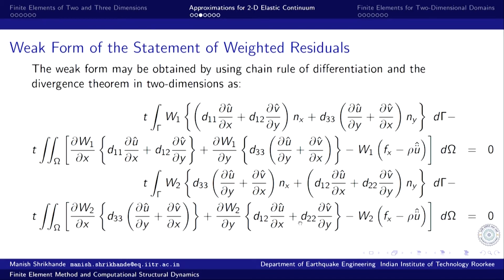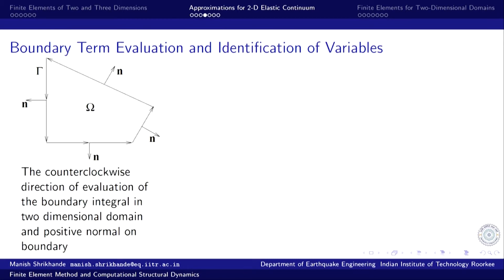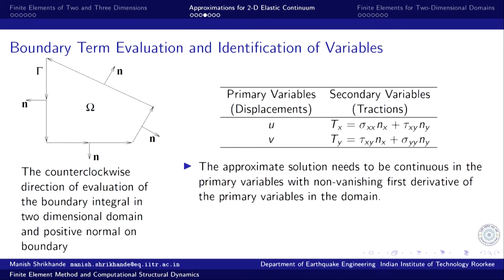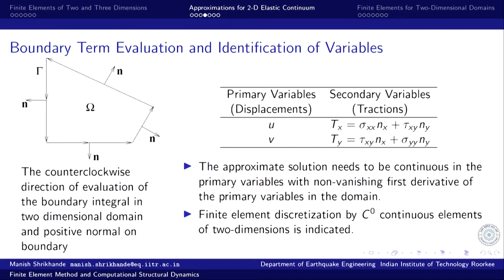So, del u hat by del x, del v hat by del y, del v hat by del x, del u hat by del y, and similarly here in the first equation. So, the first derivative should exist and the weighting function also has to have a non vanishing first order derivative. So, we consider finite element discretization by C0 continuous elements of 2 dimensions, that is required.